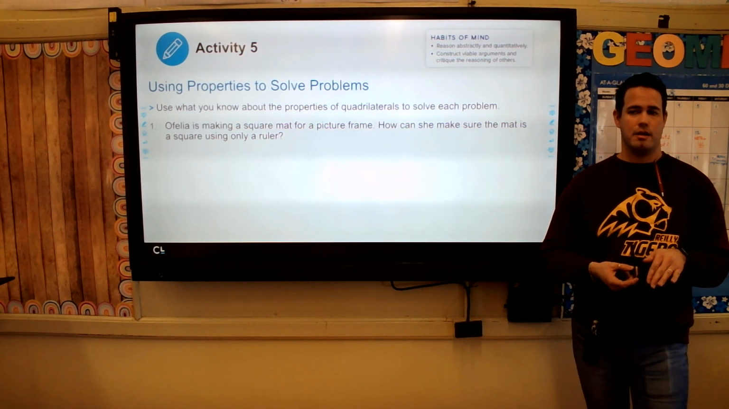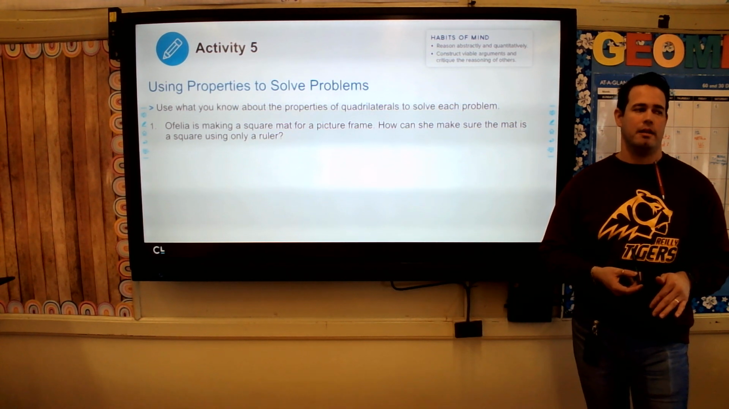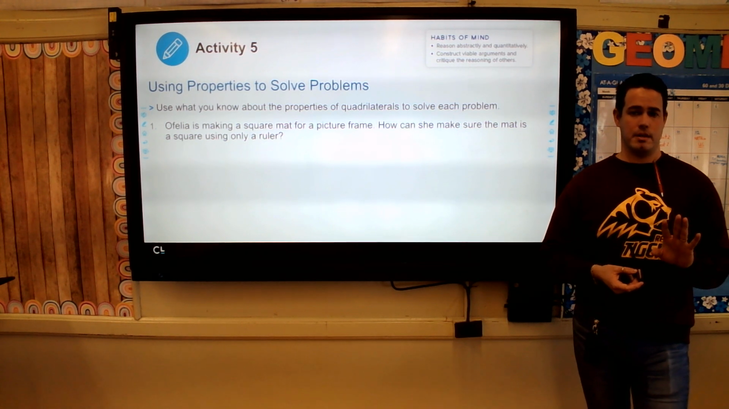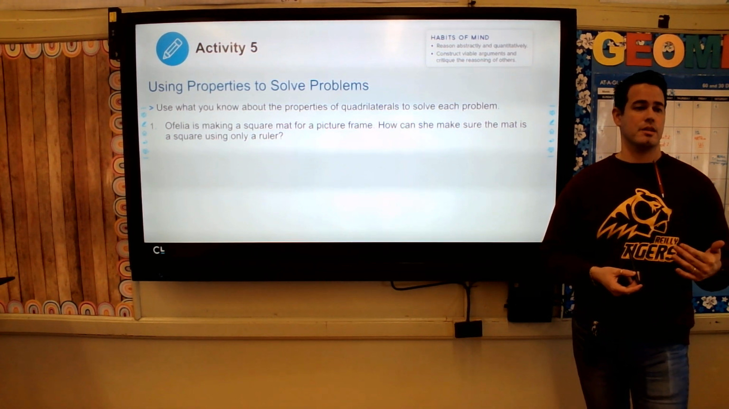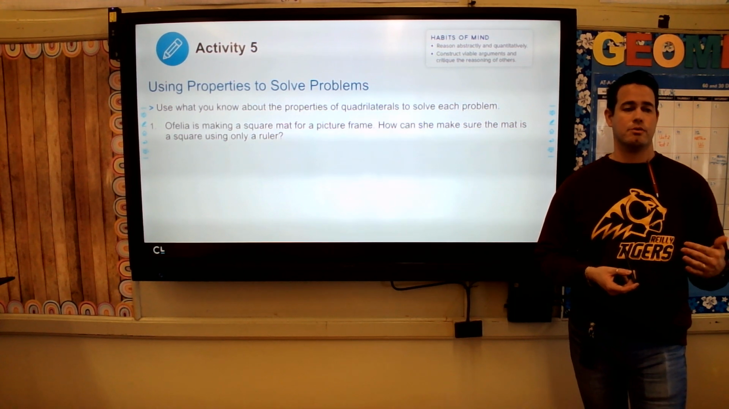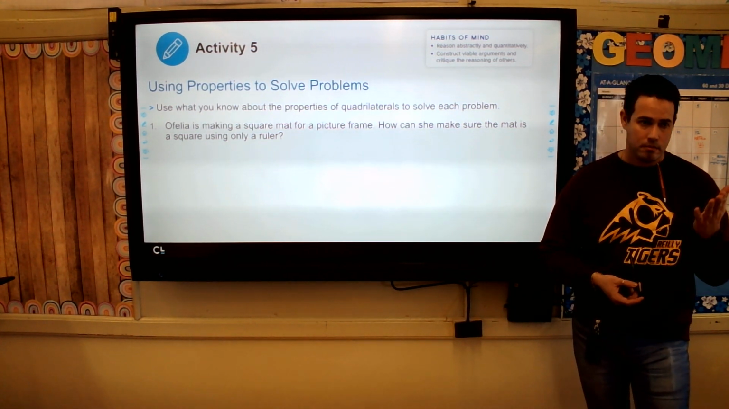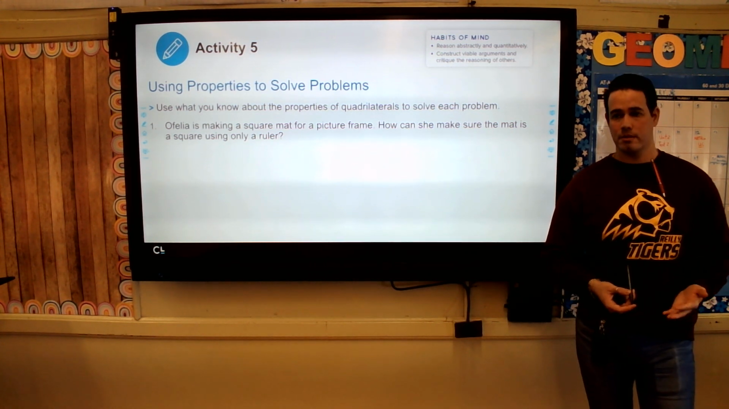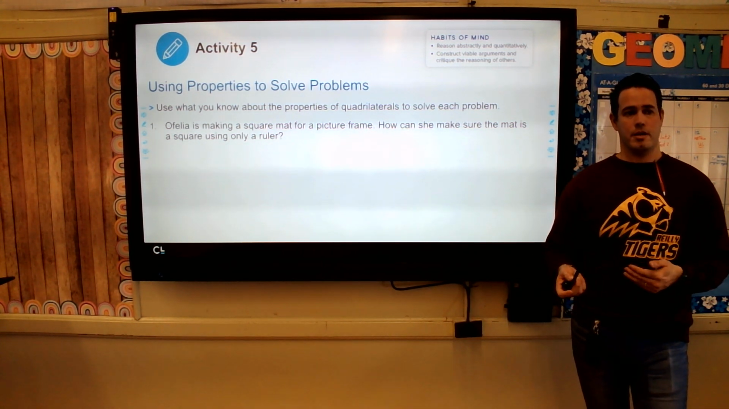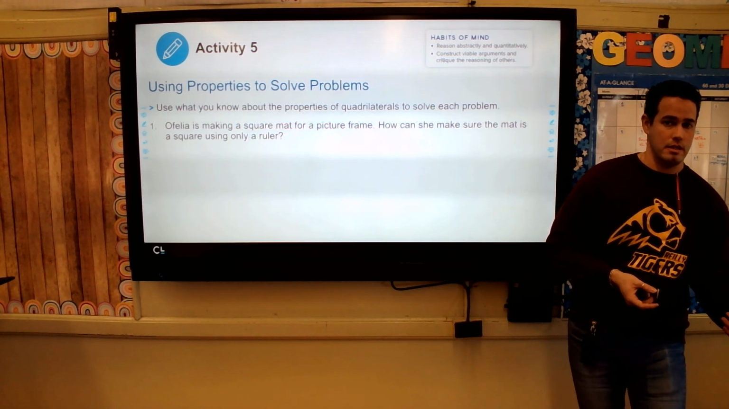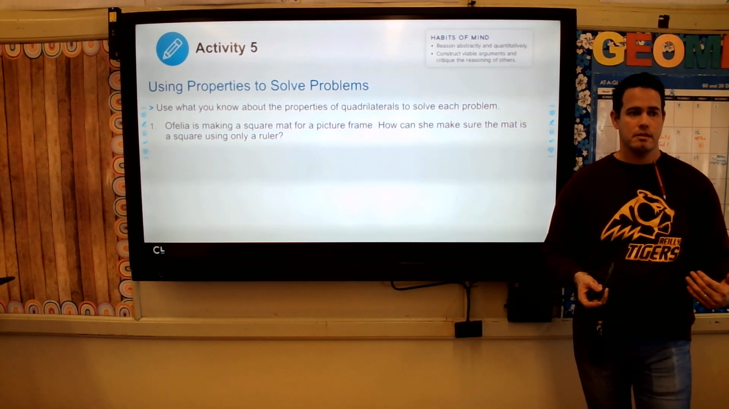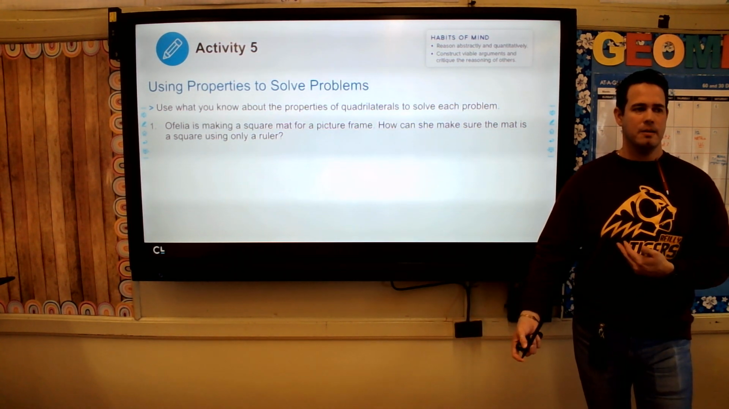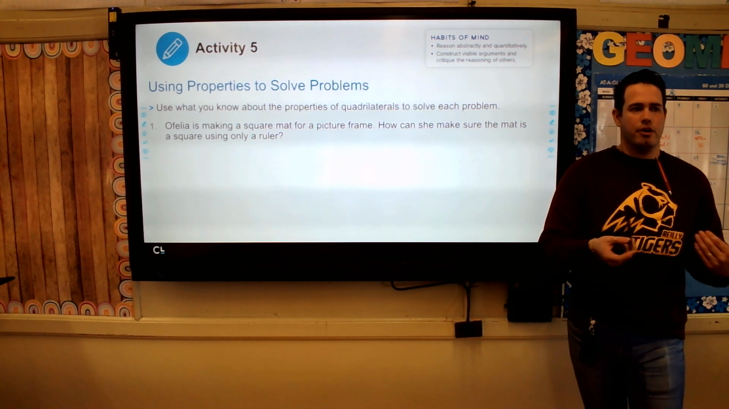If I need to make sure that my mat is a square mat, and I'm using only a ruler, I can measure my four sides. Hear me out. I can measure my four sides, and my four sides have to be congruent, but what other quadrilateral has all four congruent sides? A rhombus does, right? So how do I make sure that my mat is a square and not a rhombus? You see what I'm saying?